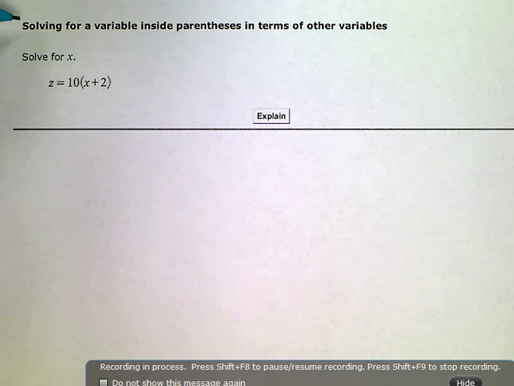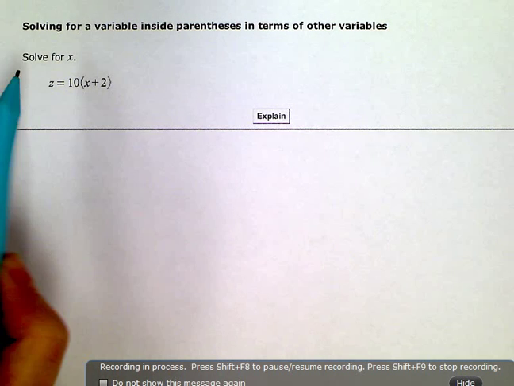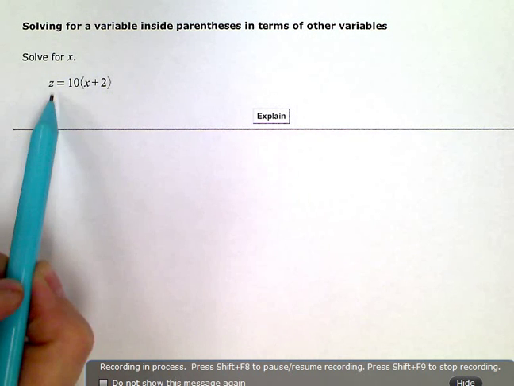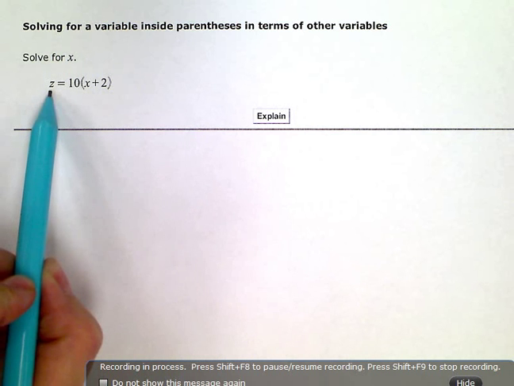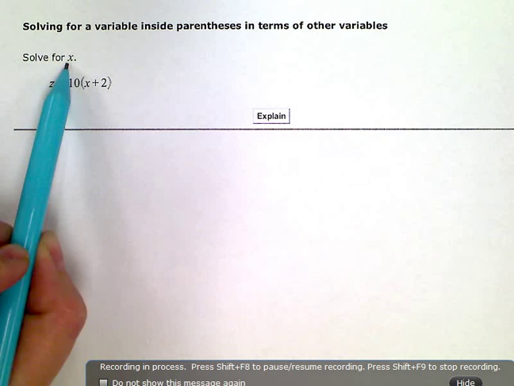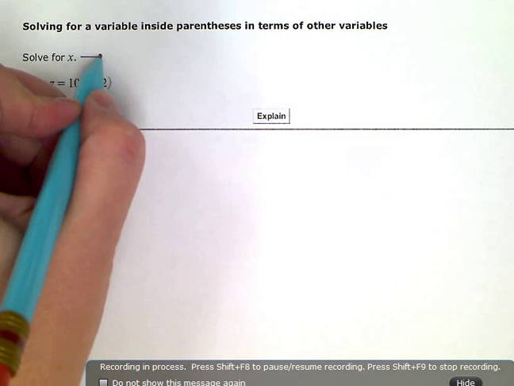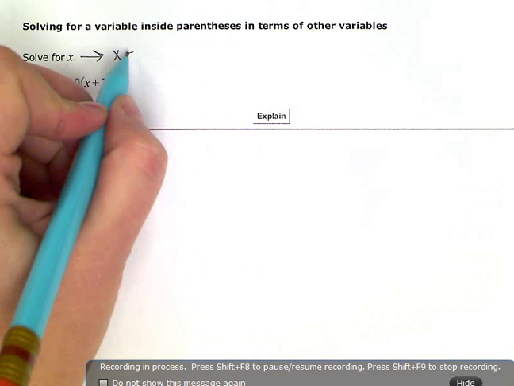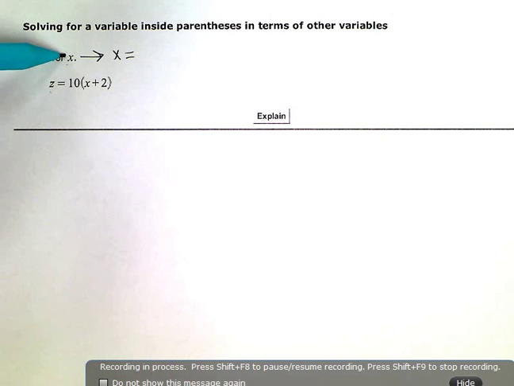Solving for a variable inside parentheses in terms of other variables. Solve for x. So I have this equation, and I have two different variables. And right now it's solved for z. It's in z equals form. They want me to rearrange this equation so that it is in x equals form, or the x is by itself. So right now, my x is inside the parentheses.